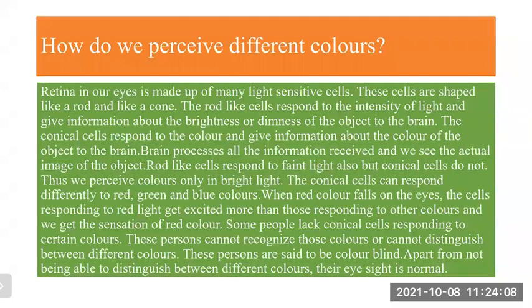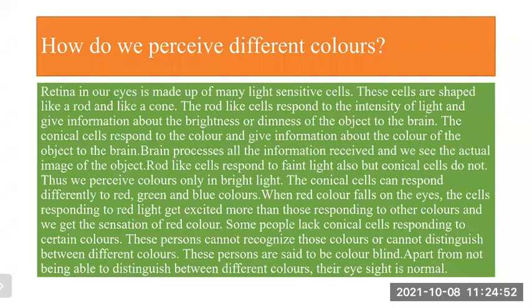Got it? Now, the rod-like cells respond to faint light also, but conical cells do not. See here. Rod-like cells will respond to the faint light, but conical cells do not. Thus, we perceive colors only in bright light. Understood? Why? Because the conical cells do not respond to faint light. Therefore, we perceive colors only in bright light.